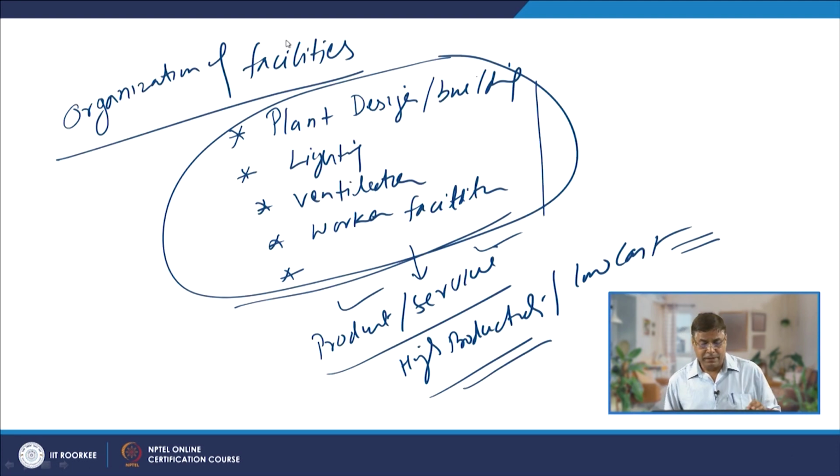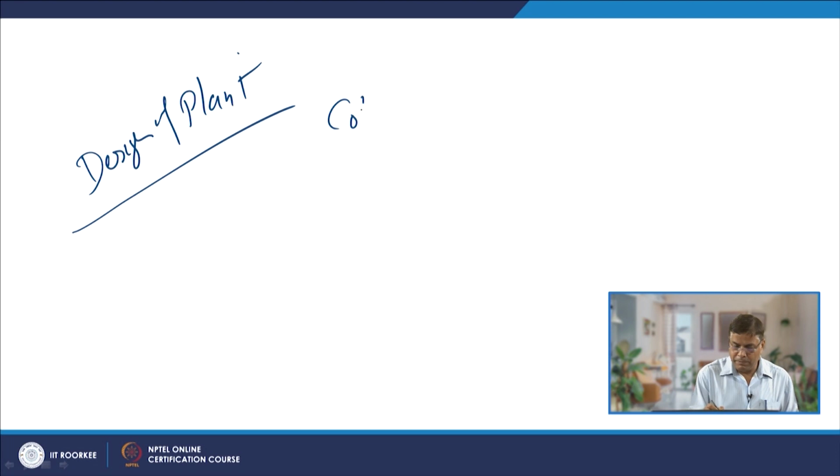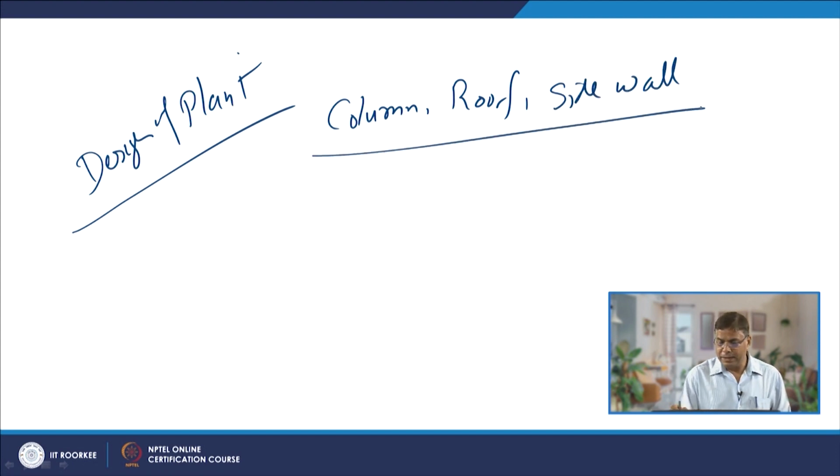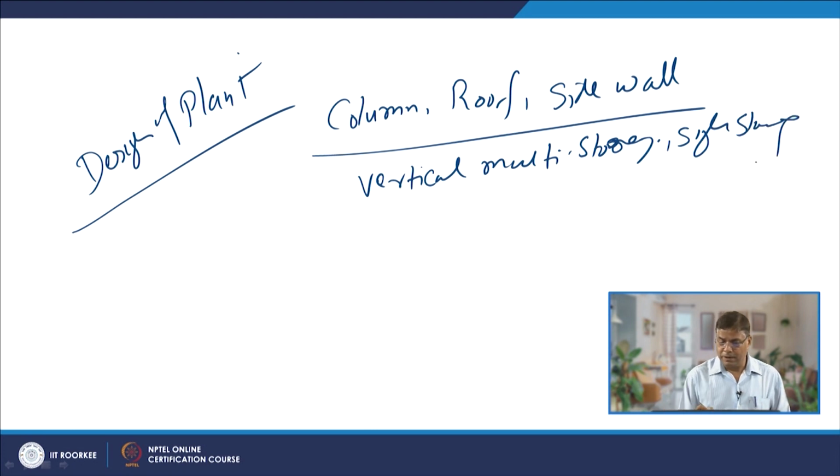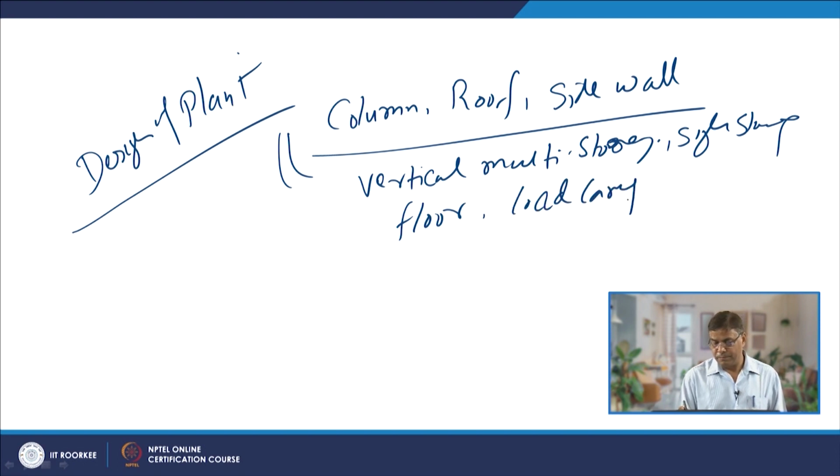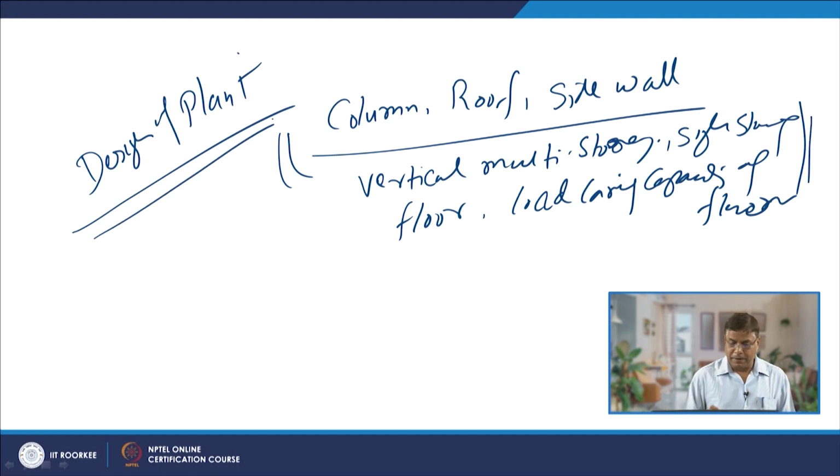So, if we see among the factors related with the design of plant. Design of the plant, like where will be the columns, where will be the roof, where will be the side walls, whether it will be a vertical arrangement like a multi-story structure, or it will be a single story structure. So, the kind of building design will depend upon the kind of floor and the load carrying capacity of the floor, all these things will be influenced by the plant design related factors.